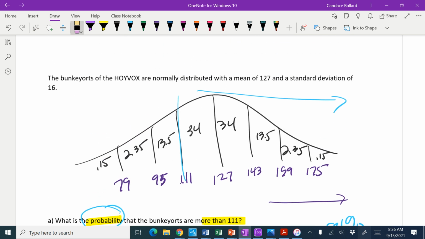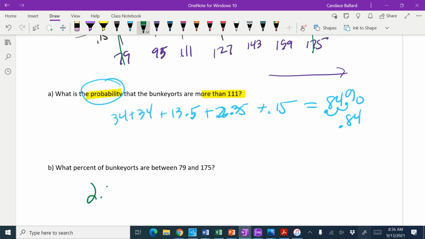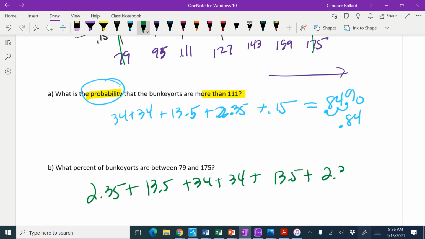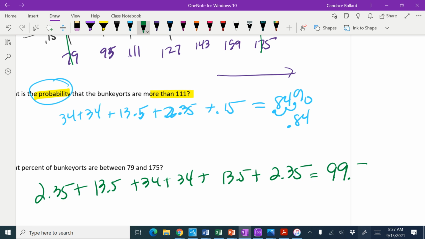All right, so let's go between 79 and 175. So 79 is here, 175 is there. So I got to add all that up, right? So 2.35 plus 13.5 plus 34 plus 34 plus 13.5 plus 2.35. All right, what'd you get? 99 point what? 7%?